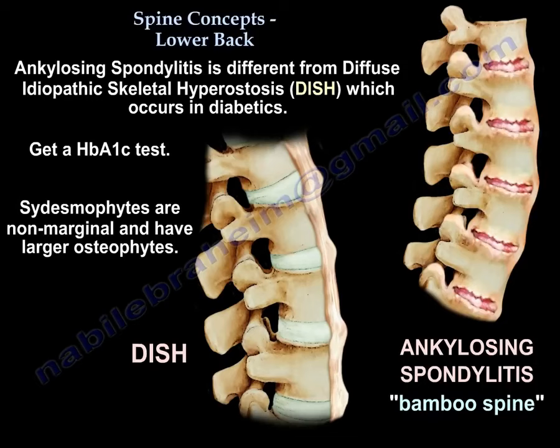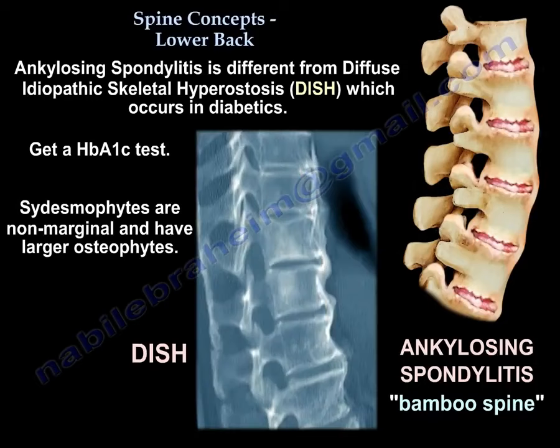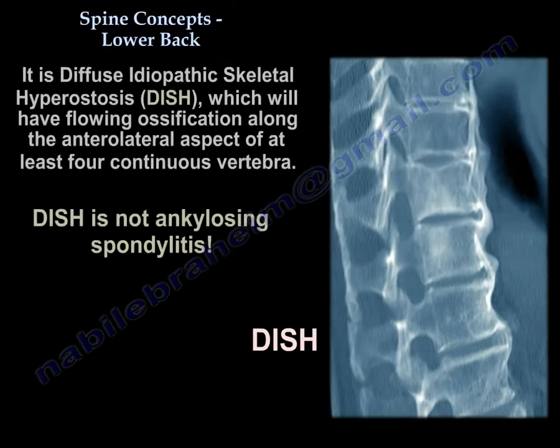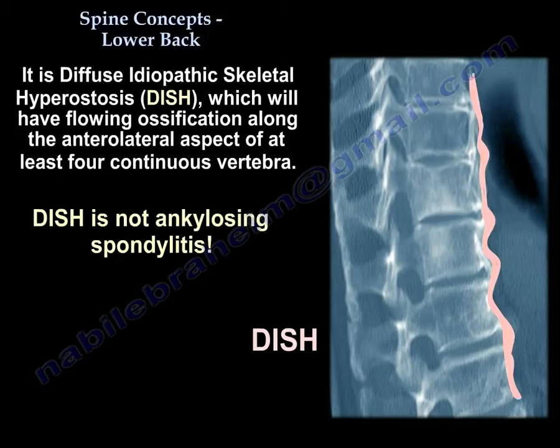You get hemoglobin A1C. The syndesmophytes are non-marginal and they have larger osteophytes. It is the diffuse idiopathic skeletal hyperostosis, which will have flowing ossification along the anterolateral aspect of at least 4 contiguous vertebrae, and that is not ankylosing spondylitis.